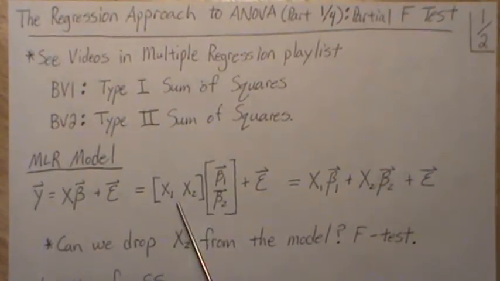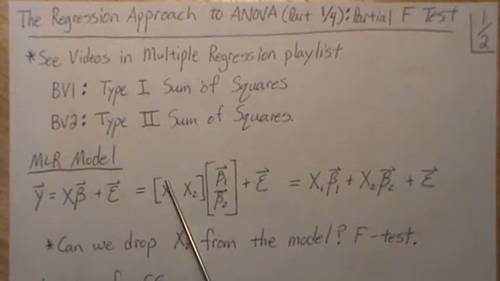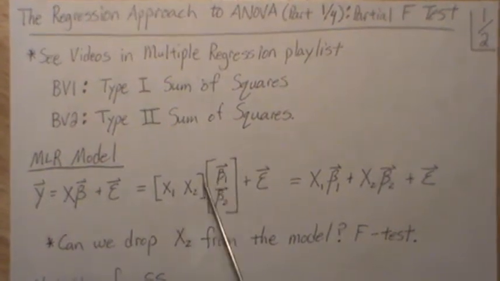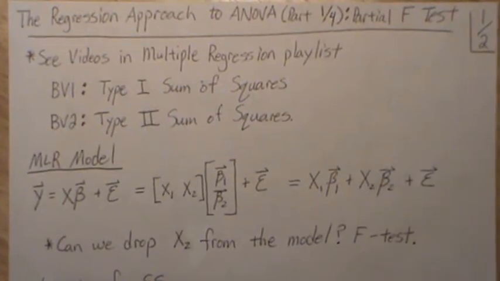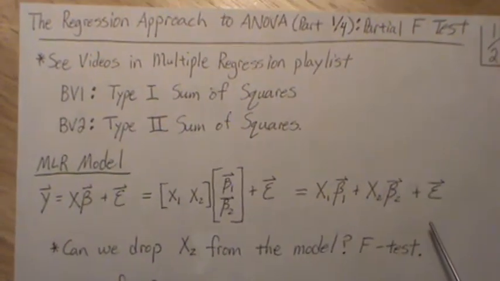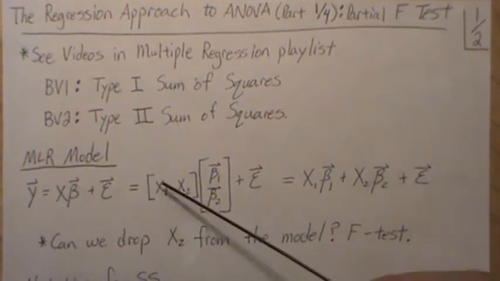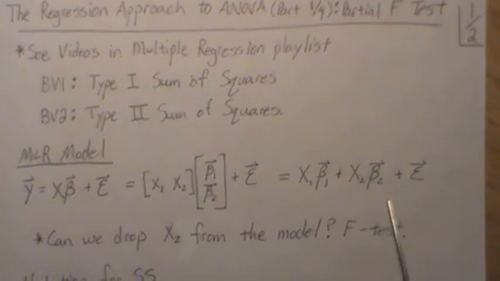Often it can be partitioned into this group of variables and this group of variables. Then beta 1 is associated with the X1 regressors and beta 2 is associated with the X2 regressors. Of course, the error carries over. And if you do this multiplication, it ends up being this way.